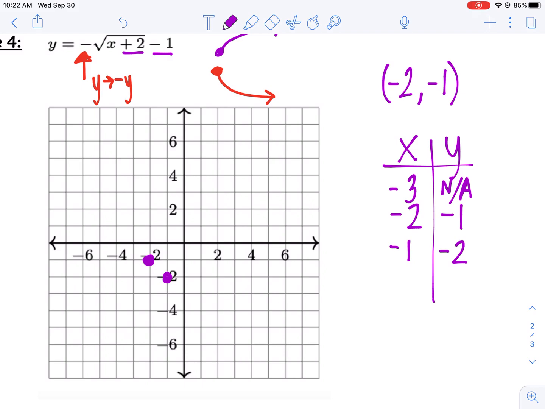You have to be smart about your points. Would I want to plug in 0? No, right? Because you would get 0 plus 2 under a square root, so you have to do the square root of 2. I don't even know what that is. So I wouldn't pick 0. Be smart about the points you pick. A good point probably would be 2, because 2 plus 2 is 4, and I know the square root of 4 is 2, times -1, minus 1, -3. So be smart about your points. Know the shape, and then you can move on.